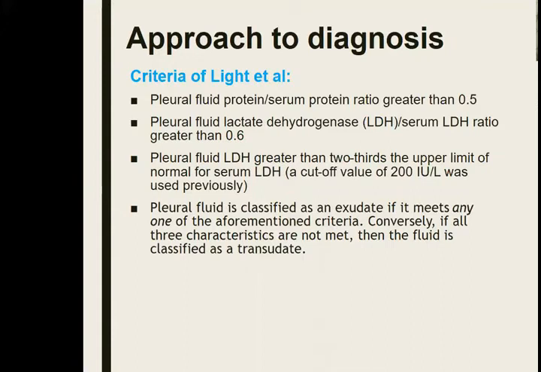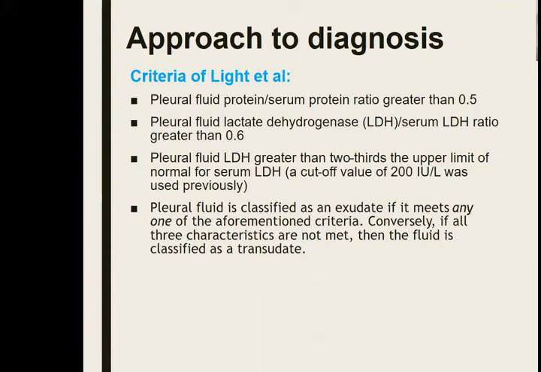Similarly for lactate dehydrogenase, the ratio between the pleural fluid LDH and the blood LDH should be greater than 0.6. Again, you will have more LDH in the pleural fluid compared to blood. Pleural fluid LDH greater than two-thirds of the upper limit of normal can also sometimes be taken as an exudate. Pleural fluid is classified as an exudate if it meets any one of the above criteria. Conversely, if none of the three characteristics are met, then the fluid is classified as a transudate.